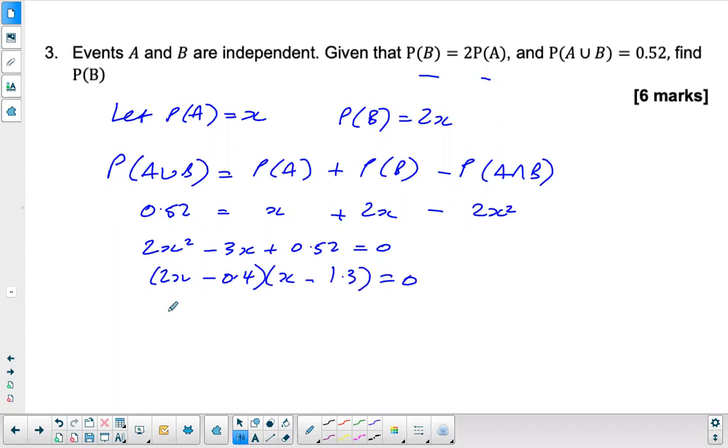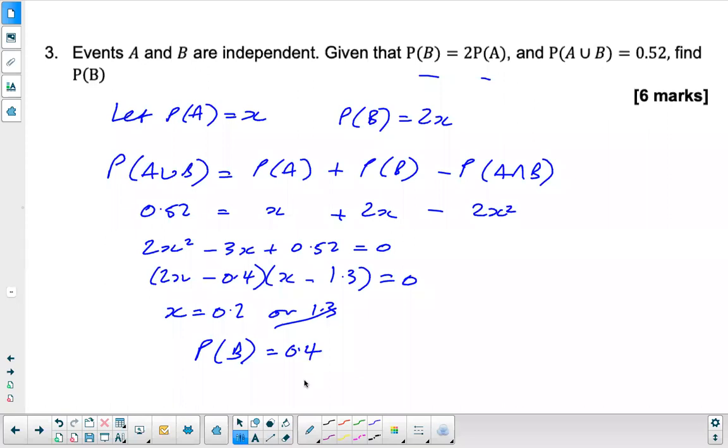Which, by the null factor rule, gives us that X is equal to 0.2 or 1.3. And we can get rid of that because the probability can't be more than 1, so we can discard that, giving us the probability of B is 2 times 0.2, which is 0.4.